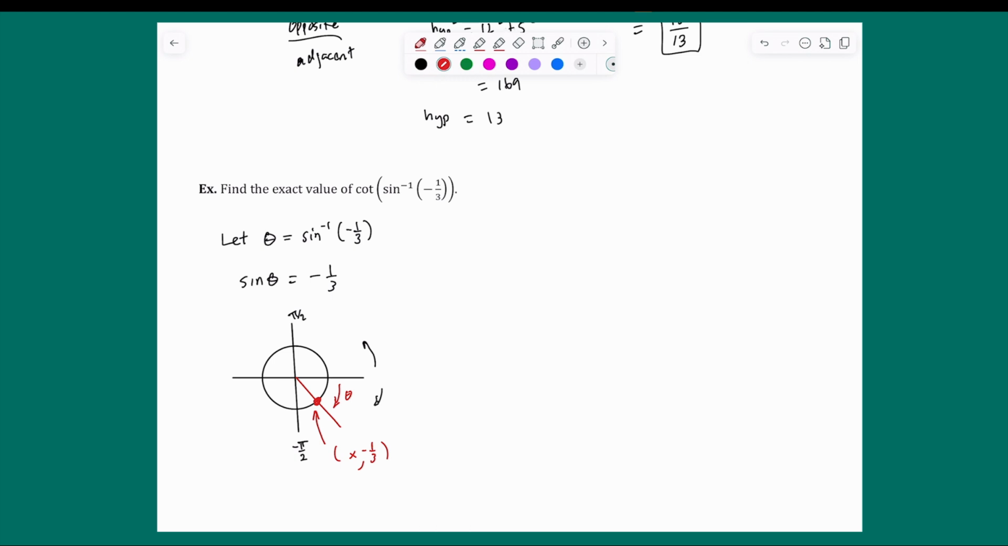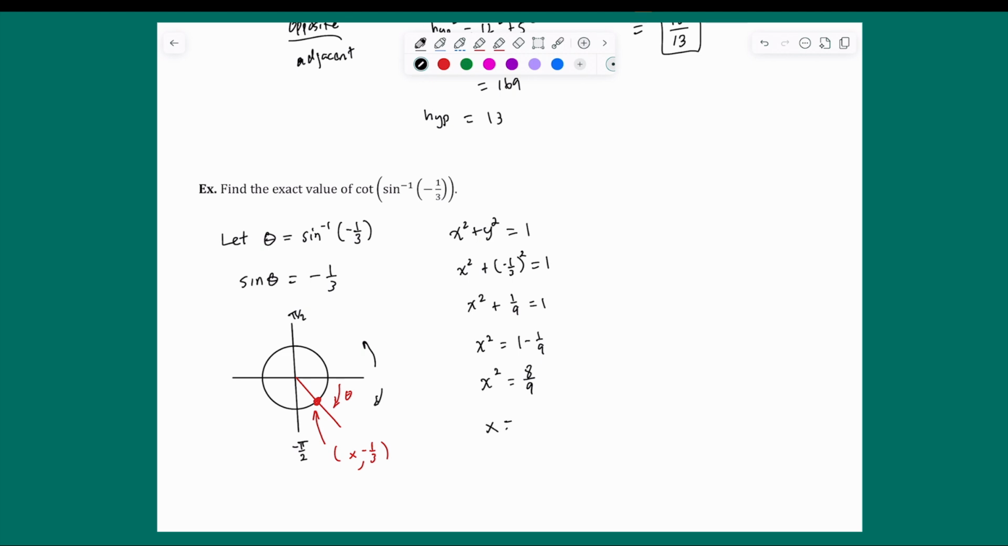Now if this is the unit circle, we know that x squared plus y squared equals 1. And so substituting for y, we have x squared plus negative 1/3 squared equal to 1. So we have x squared plus 1/9 equal to 1, which tells us x squared is 1 minus 1/9. In other words, 9 over 9 minus 1/9 would be 8 over 9.